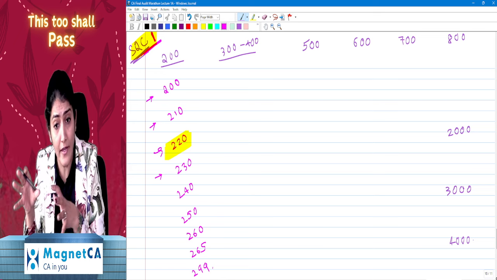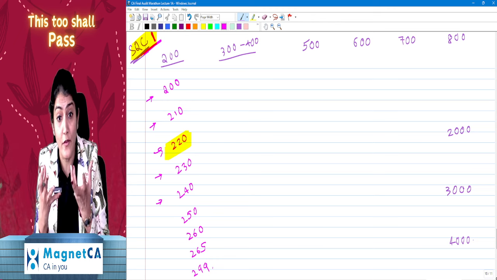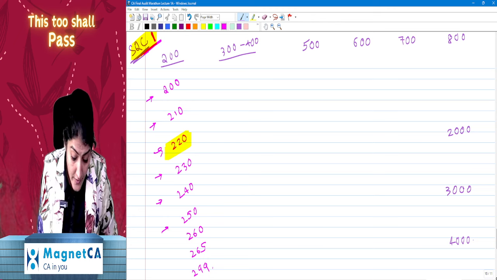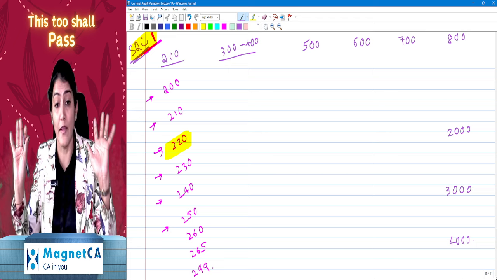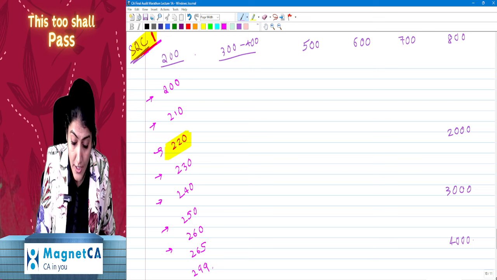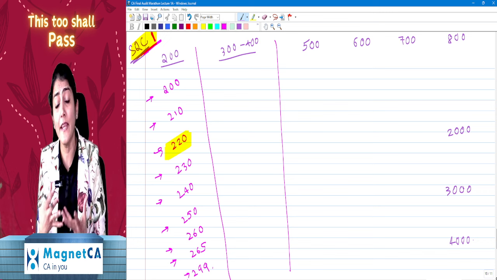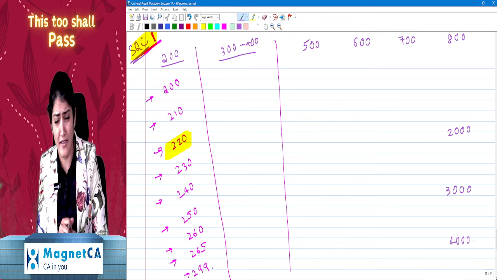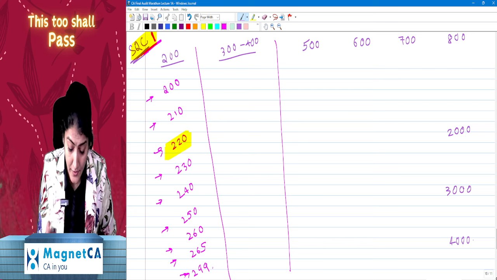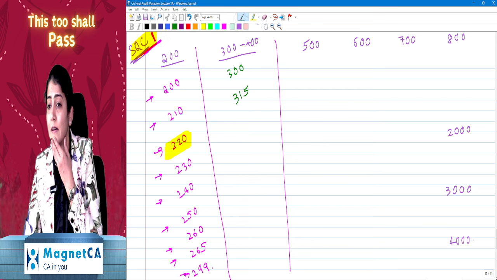SA 230, audit documentation. SA 240, the auditor's responsibilities relating to fraud in an audit of financial statements. 250, consideration of laws and regulations in an audit of financial statements. 260, communication with those charged with governance. 265, communicating deficiencies in internal control to those charged with governance and management. 299, joint audit of financial statements. Great.